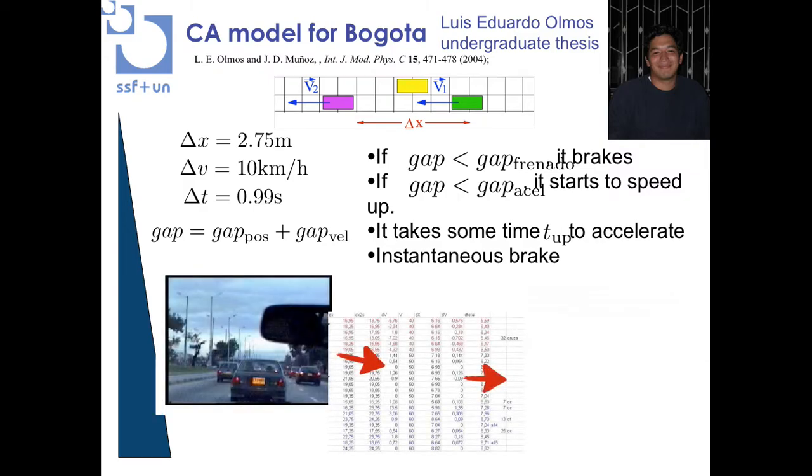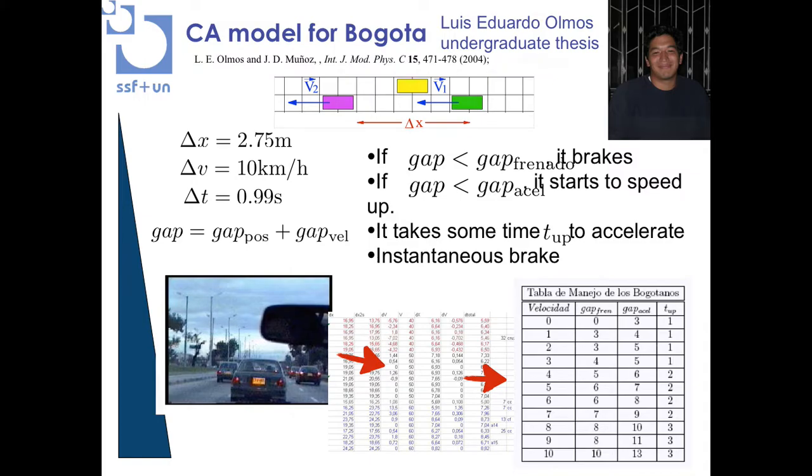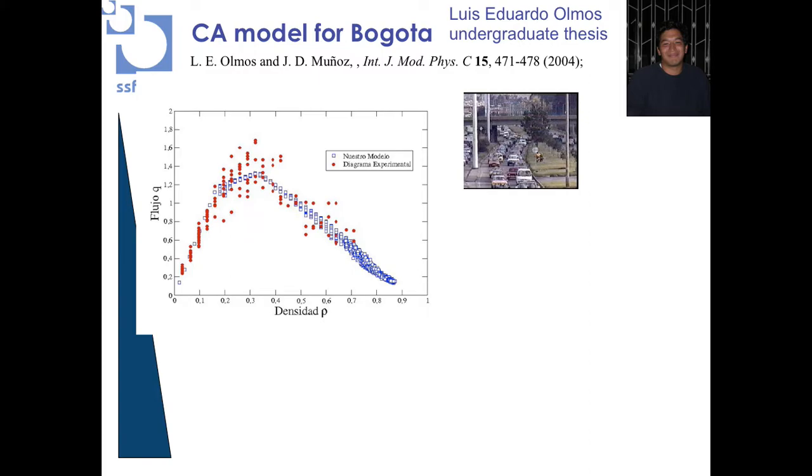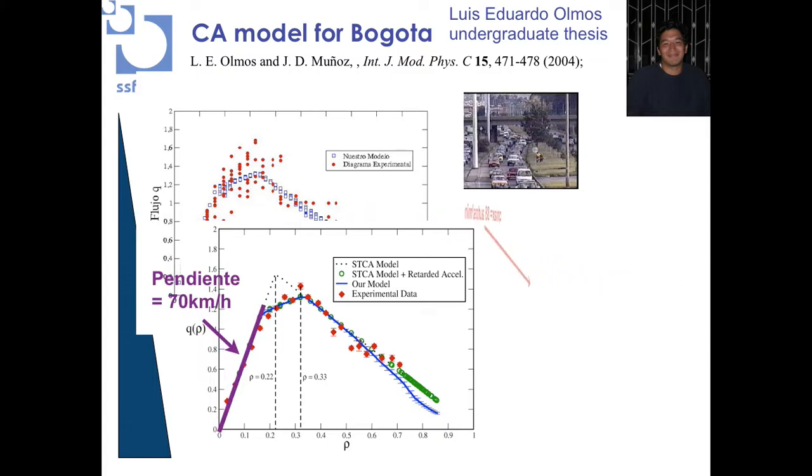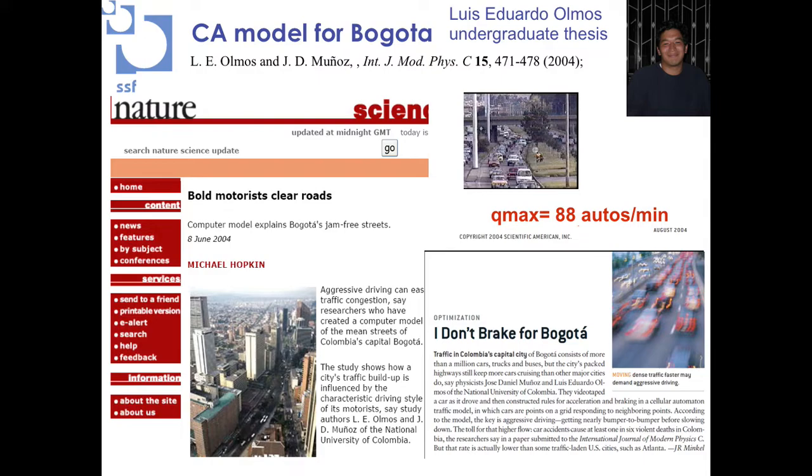We developed a model for Bogota like 15 years ago. And with this model, we were able to reproduce the fundamental relationship between flux and density. And we found, for instance, that the highest flux was much higher than expected, so 88 cars per minute for a two-lane street. And I have to say that the same quantity, for instance, in Los Angeles is 64 cars per minute. And what is that? Because we drive here in Bogota very close to each other and very fast. So these results had a great impact, and we were reviewed in Nature and in Scientific American at the time.